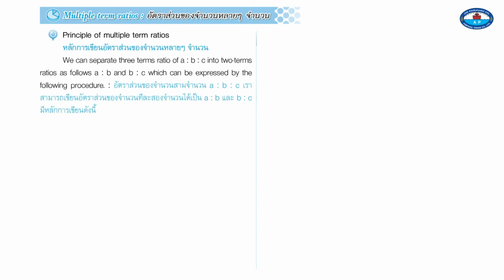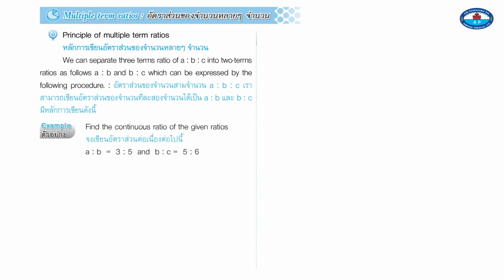Multiple term ratios. Principle of multiple term ratios. We can separate a three-term ratio A:B:C into two-term ratios as follows: A:B and B:C, which can be expressed by the following procedure.